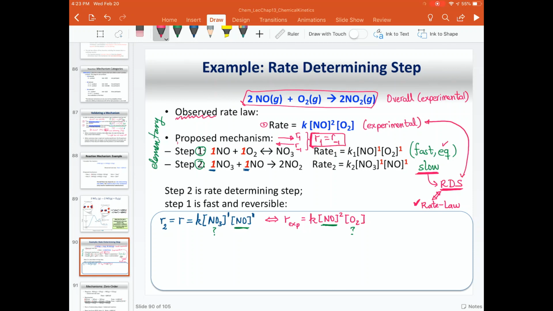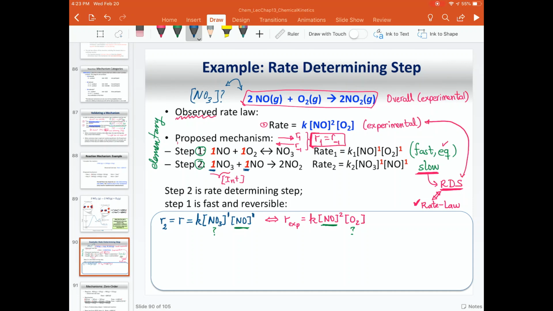So the problem here is that NO3 is an intermediate. So this NO3 is an intermediate, and because of that, we cannot express the rate in terms of intermediates. Why? Because look at what happens in the overall reaction. Does this reaction have NO3? No, it doesn't. So if it doesn't have NO3, we cannot write the rate of reaction or the rate law in terms of an intermediate. So what is our alternative?